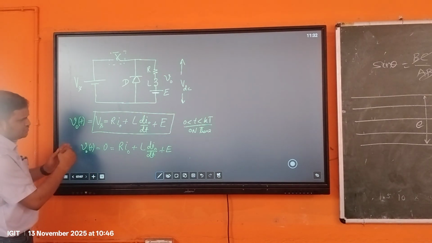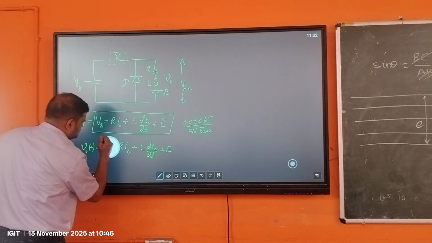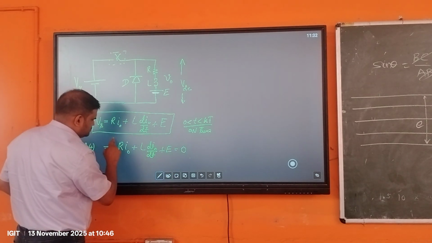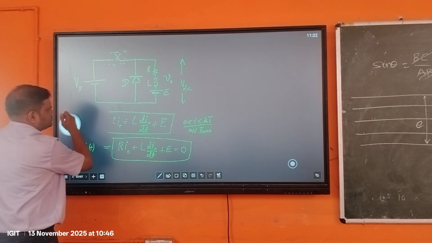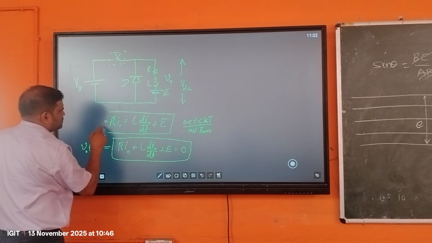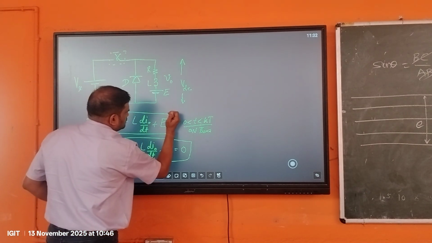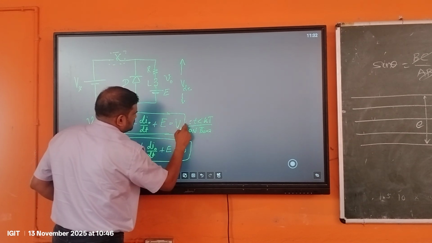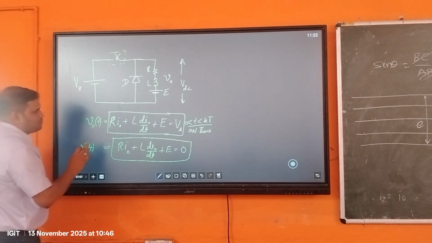So either we can write 0 here, or it is better to write it on the other side also, it's okay. This was equal to 0. We can write like this. This one also we can. This is equal to Vs. Okay, so we are getting two equations for the on time and off time.